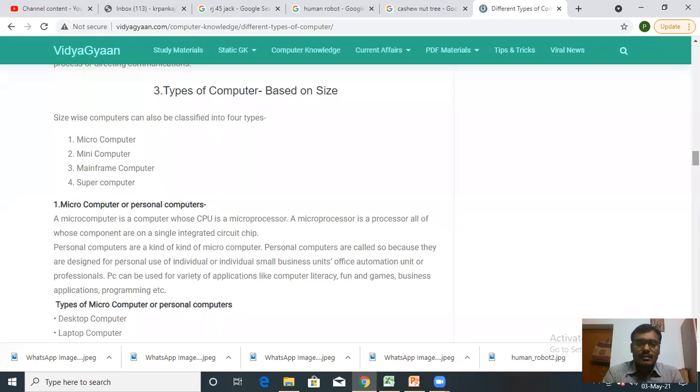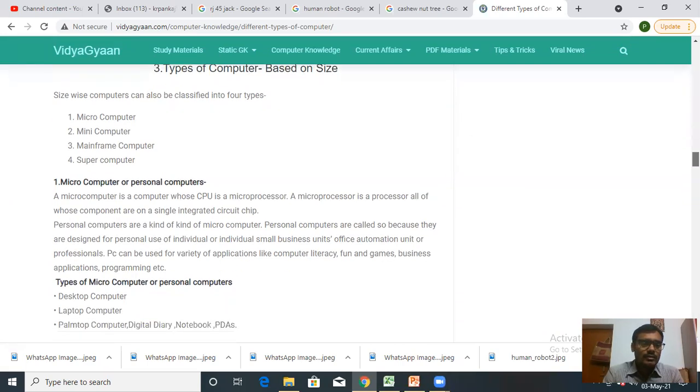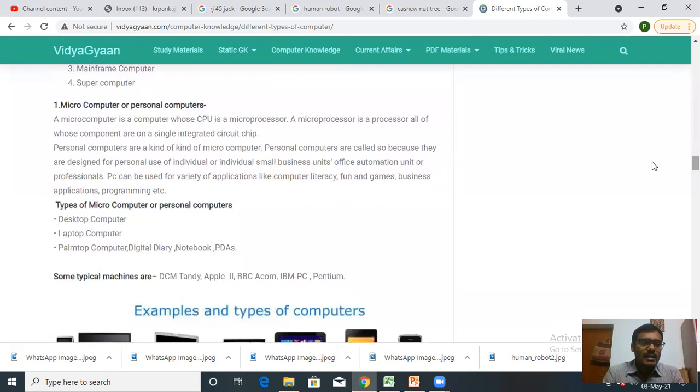As you can see, microcomputers are also known as personal computers. A microcomputer is a computer whose CPU is a microprocessor. There is only one microprocessor inside that computer. Microprocessor is also known as the CPU of the computer, and a microprocessor is a processor all of whose components are on a single integrated circuit chip. Personal computers are a kind of microcomputers. All the personal computers are a kind of microcomputers.